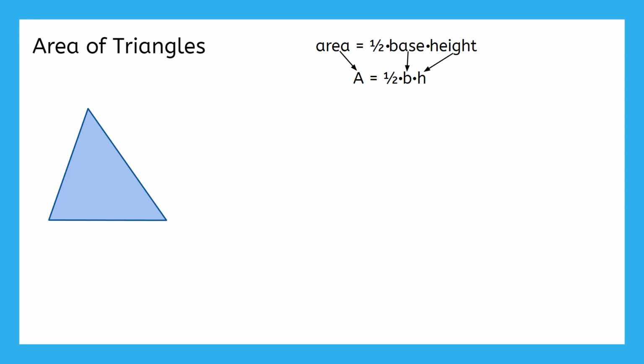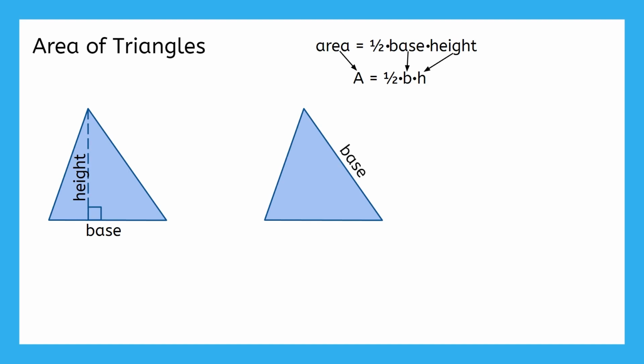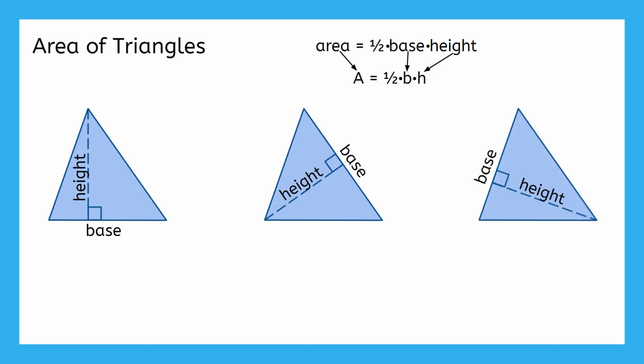I have 3 options for which side I choose to be my base. If I use this bottom side as the base, then this line represents the height. If I choose to use the right side as the base, then this line would represent the height. Lastly, if I chose to use the left side as the base, then this line would represent the height. What's important for you to see here is that there is no right or wrong side to label as the base. Just make sure that you're using your height correctly.